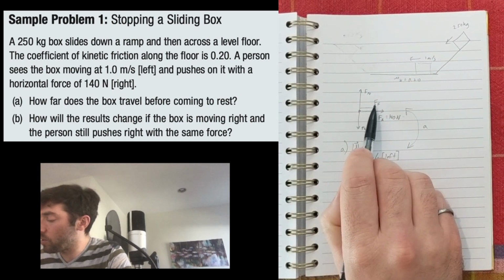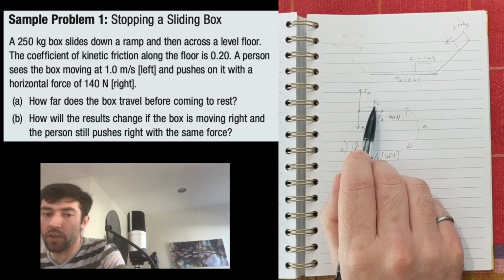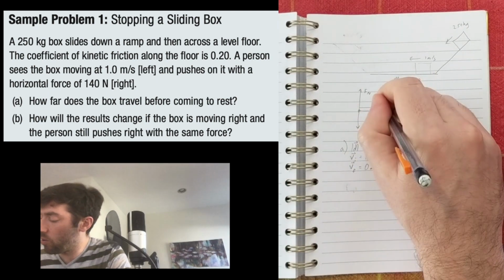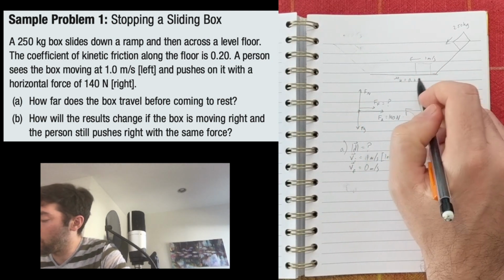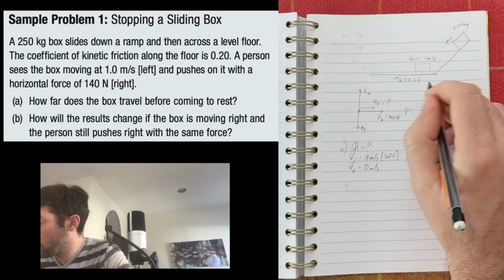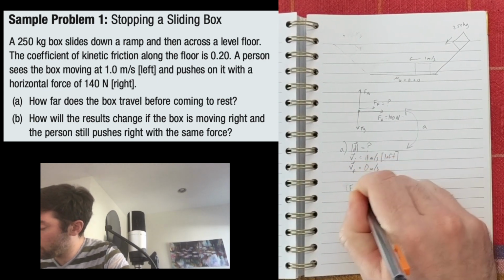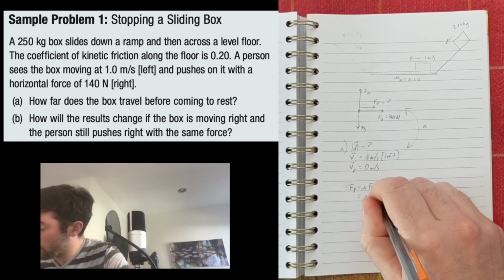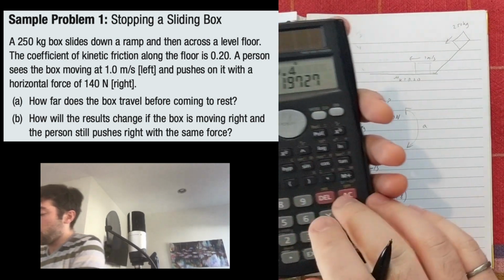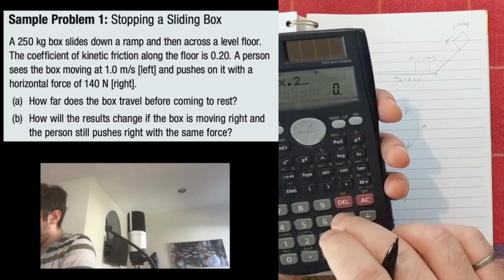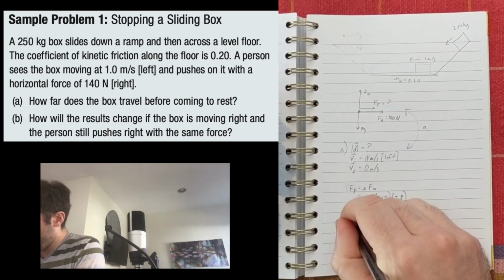So we have the frictional force, which is also acting to the right because it's opposing the direction of motion of the box. And we don't know how big the frictional force is, but we do know the mass and we do know the coefficient of friction. So we should be able to figure out this frictional force. Okay, frictional force equals mu times Fn, which is 0.2 times mass times gravity, which is 250 times 9.8. 250 times 0.2 times 9.8, 490 newtons.